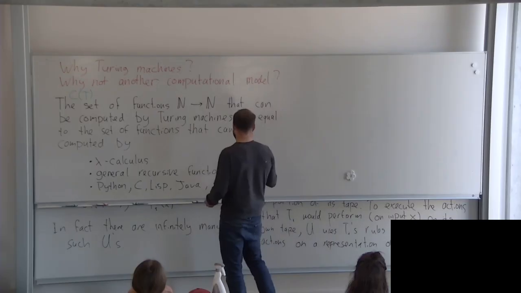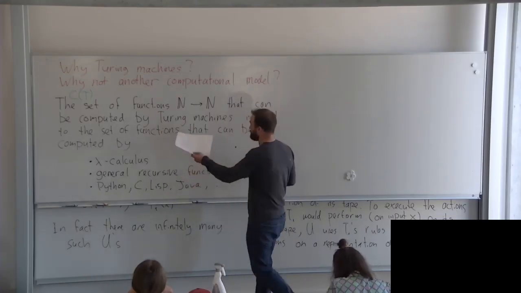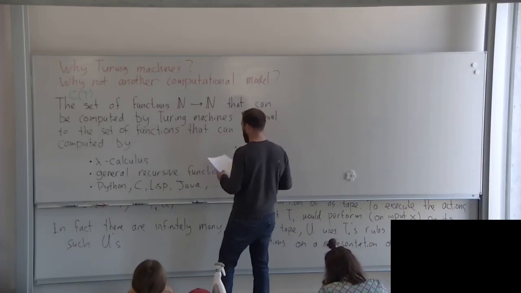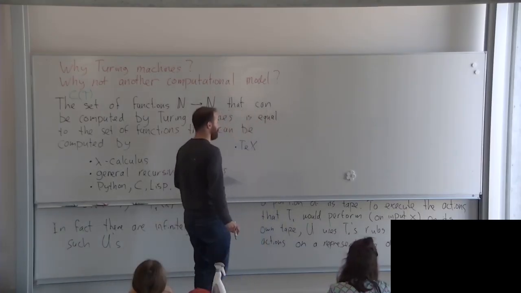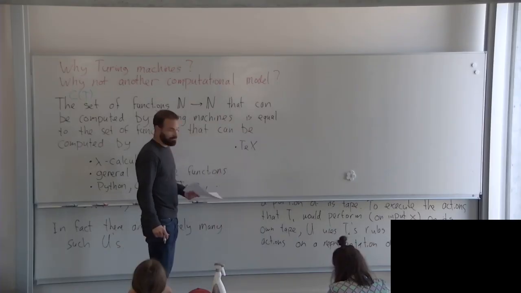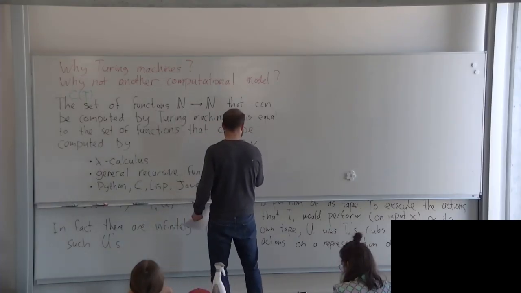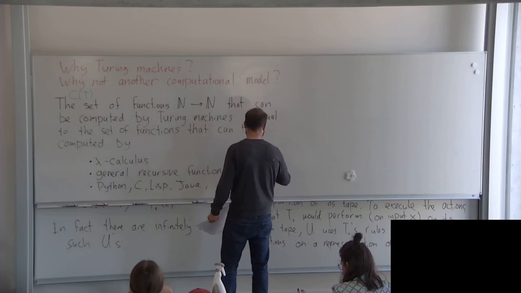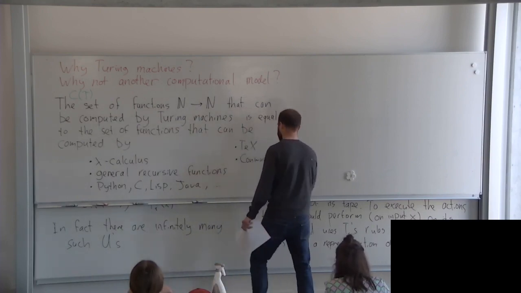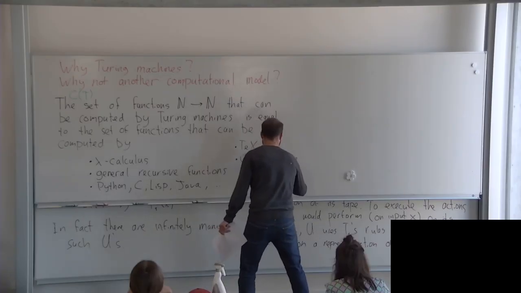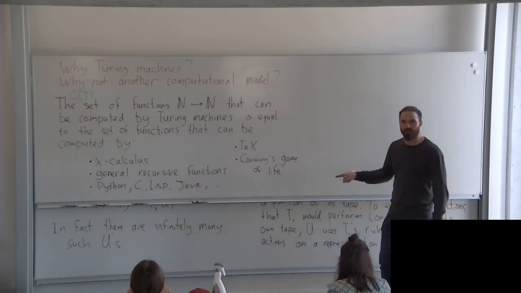other models of computation that compute the same sets of functions as the Turing machines do, namely TeX happens to compute that. Conway's Game of Life, that is an automaton, Conway's Game of Life.